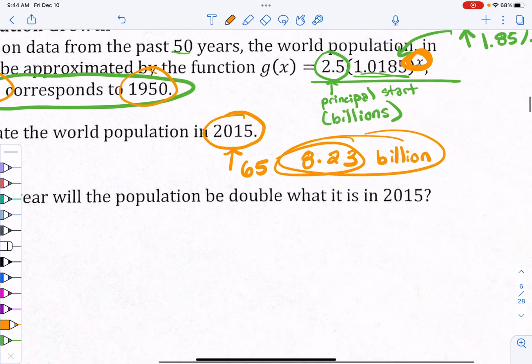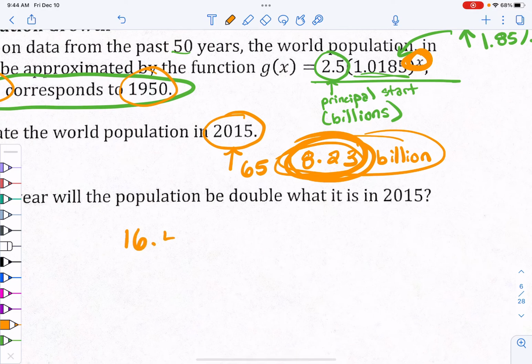In what year will the population be double what it is in 2015? So this is where we're going to have to plug and play, all right? The population in 2015 was 8.23 billion. So we want to figure out when that number is double. Okay, so when we double that number, it will be 16.46. And we're just going to have to plug and plug and plug. Okay, and I have not done this yet. So if you get a number, try plugging this in. I'm going to start with, let's see, 65. It was 8.23 billion. So I'm gonna double that number.